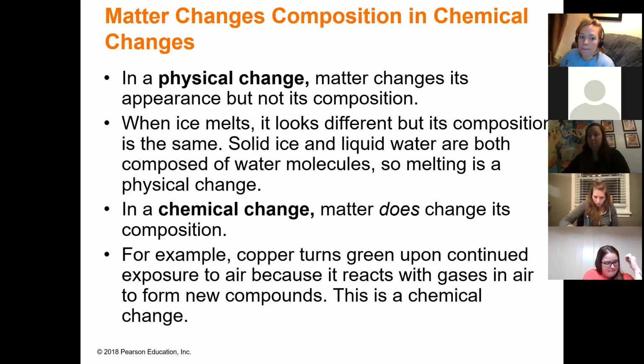A chemical change, right? The matter will change its composition. So if I take copper and I leave it out for long enough, it'll start to turn green. It gets that patina color to it. That's a chemical change because it is literally stripping oxygen out of the air. And now you have a new material of copper oxide. So that would be a chemical change. So any sort of like tarnishing, patina, rusting, those are all chemical changes.